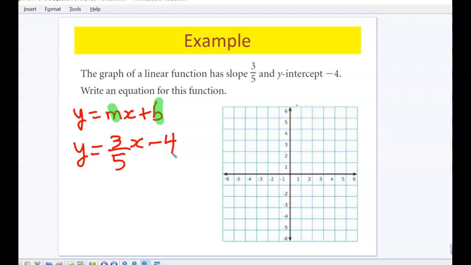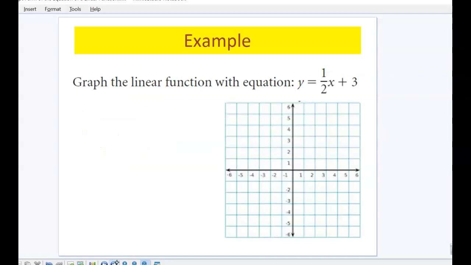I'm going to put -4. So if I wanted to graph this line, one way of doing it is using the slope-intercept equation. Start with the y-intercept of -4. My slope is 3 over 5, so I go up 3 and over 5, plot another point, and join those 2 points, and that would be the graph of my line.